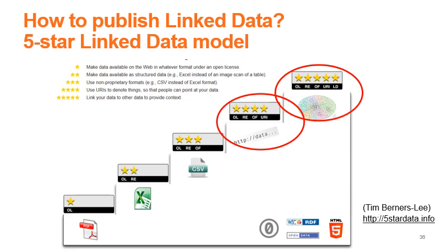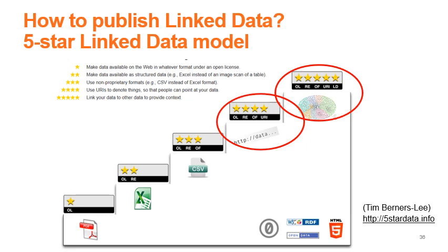You get 1 star if you publish your data in whatever format, like in PDF form. You get the 2nd star if you publish your data in some structured form, for example, as an Excel spreadsheet. You get the 3rd star if you use in your structured format some non-proprietary standard. For example, you publish your data as a CSV file instead of as an Excel file.